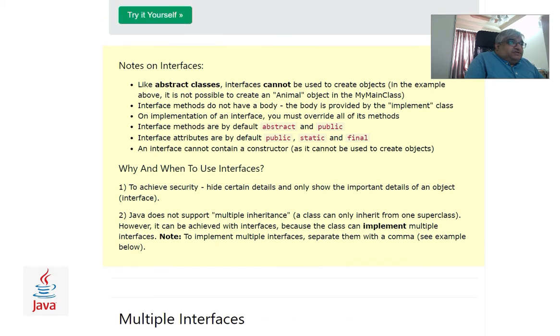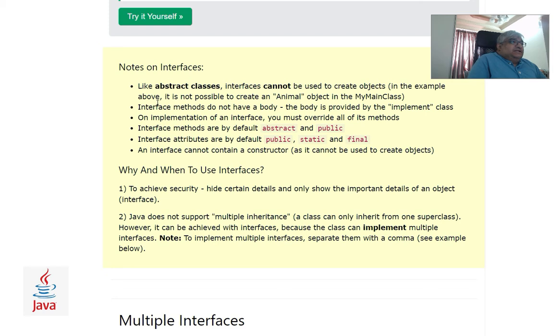So let's look at some more notes on interfaces. It's better we read these lines. Like abstract classes, interfaces cannot be used to create objects. In the example above, it is not possible to create an animal object in the main class. This is very simple, we have seen it many times before. Interface methods do not have a body. The body is provided by the implementing class, right? On implementation of an interface, you must override all of its methods. So this is different from what we had with abstract classes. Here we have to override all methods.